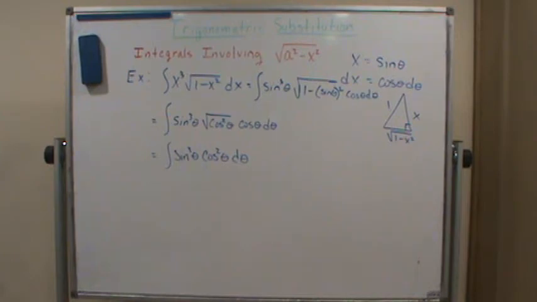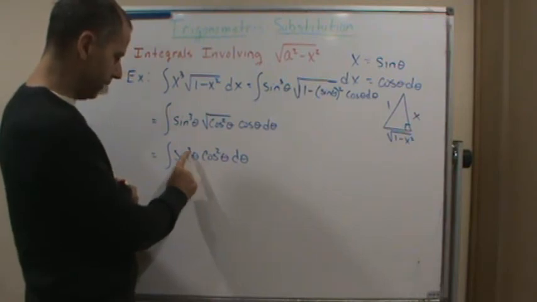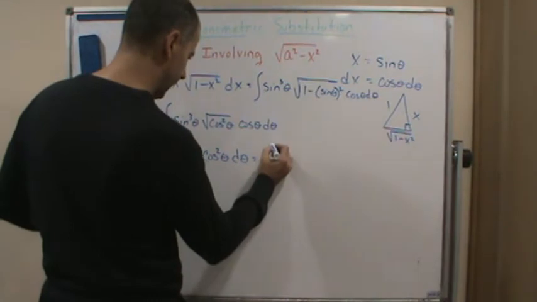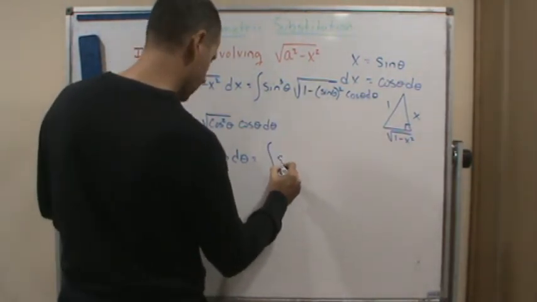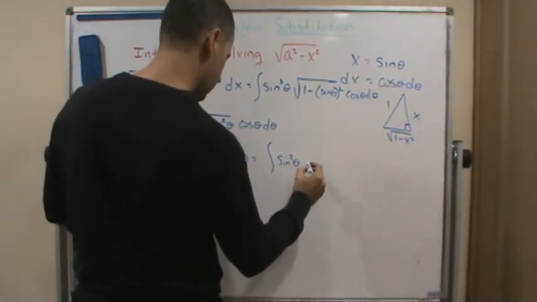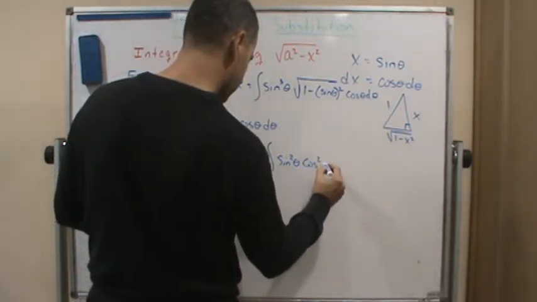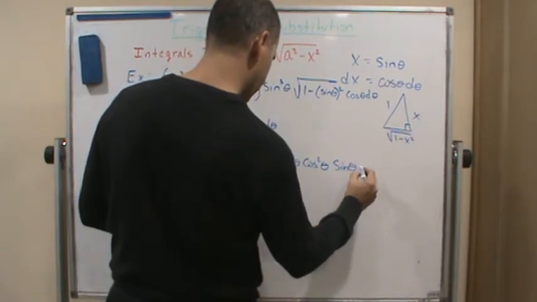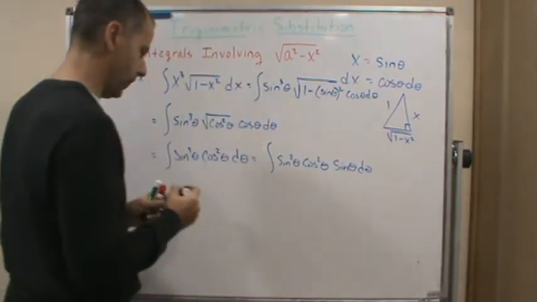So what do we do with this one? Now I'm going to shave off, because remember, odd power, right? So I'm going to shave off one of the sines, and so I'm going to write it as sine squared theta cosine squared theta sine theta d theta. Okay?